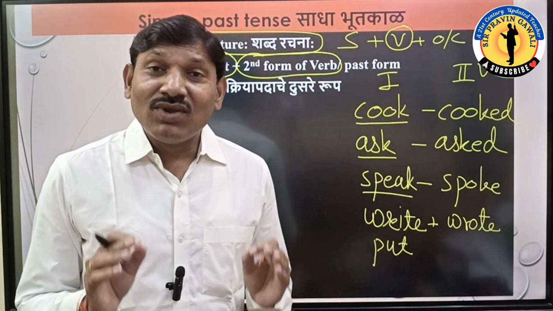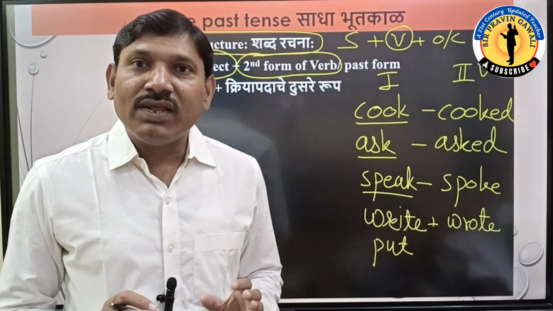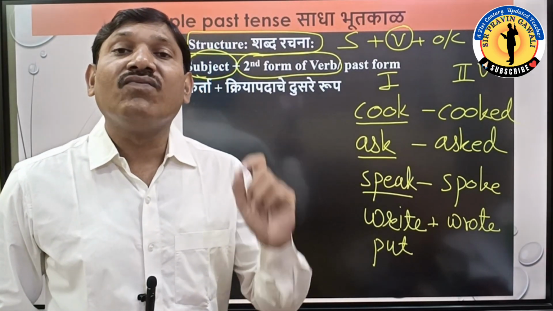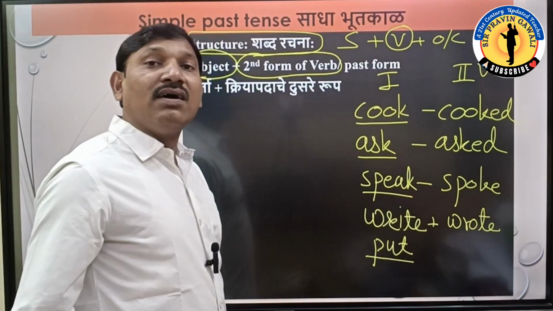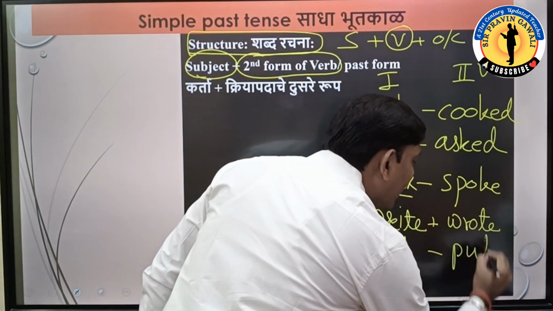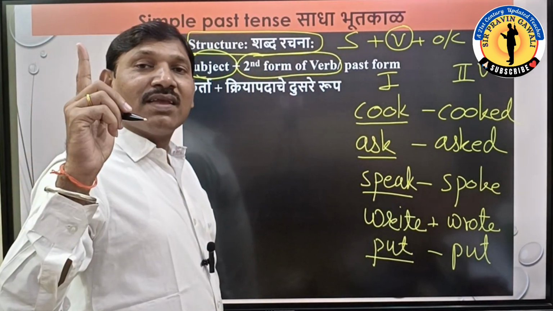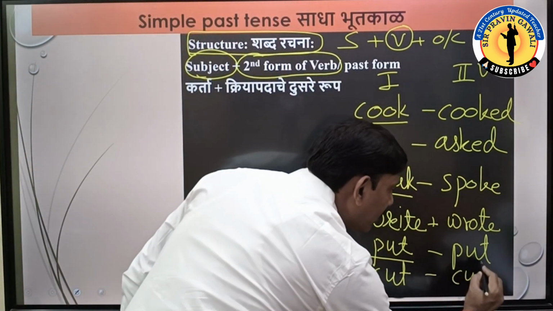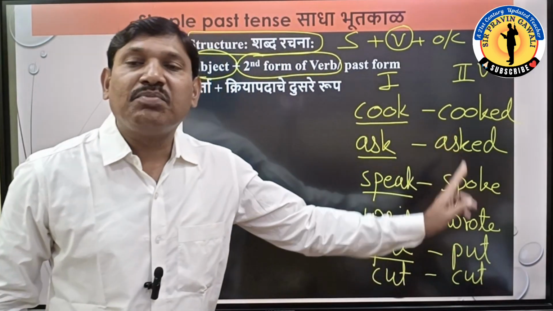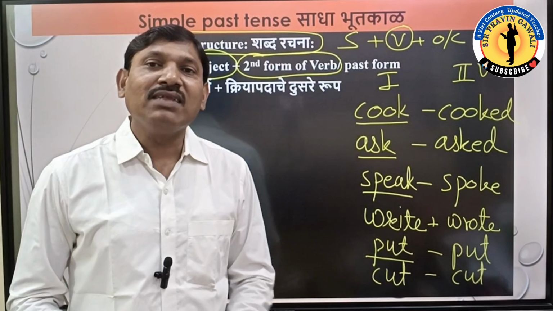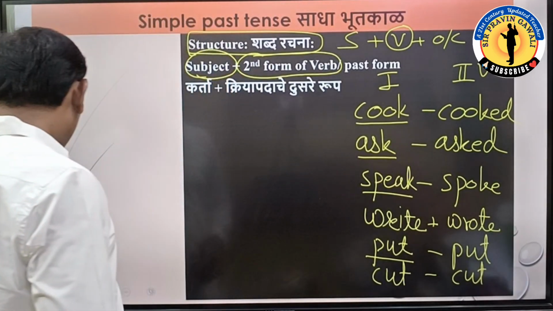Dear students, it is completely wrong actually, so you should know the exceptional forms of some of the verbs. For example, the second form or the past form of put is put only. And the second form or the past form of cut is cut only. So the exceptions also you should know, students. Have you understood this much? Very good. Let's move further.